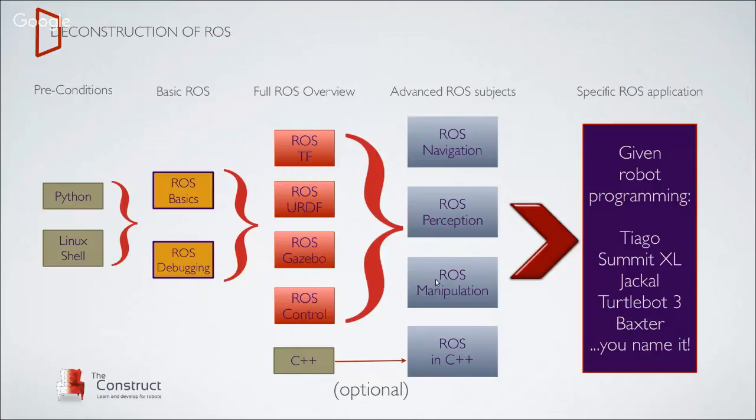Then finally, you can attack the problem of applying all this knowledge to programming specific robots that you may have bought or built. So that's a specific ROS application. That is the construction of ROS, and that's the path that I propose to you.